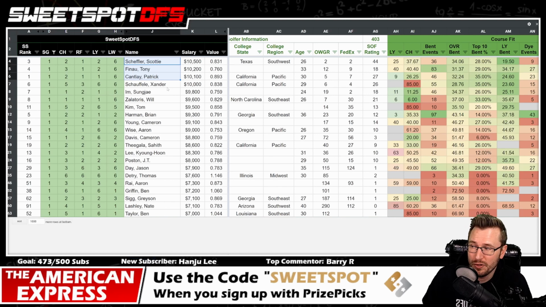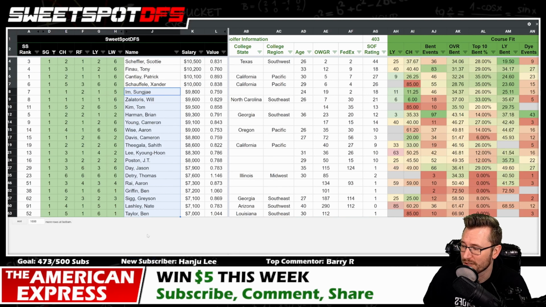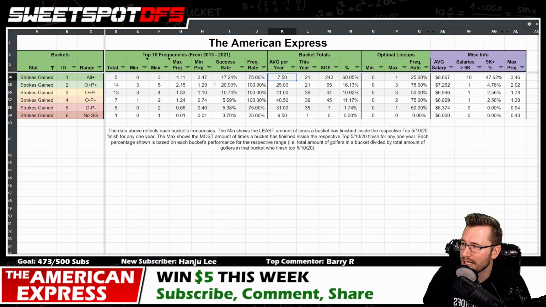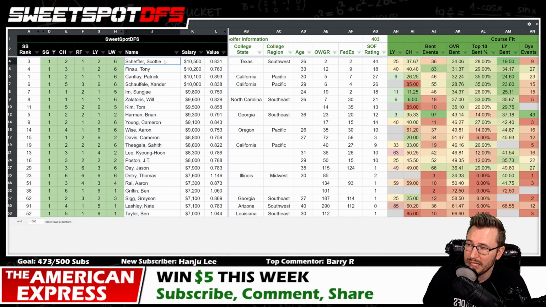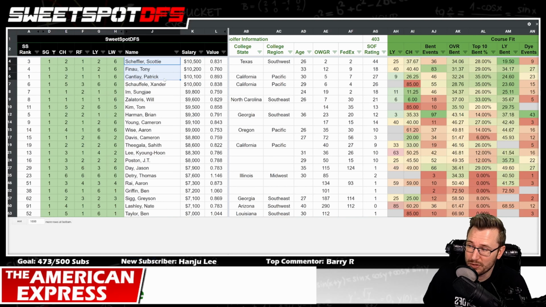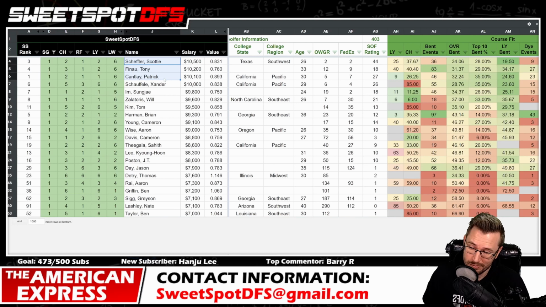But if you feel way more comfortable with some of these other guys down here, remember the max projection is 5. We're looking at 2 to 5 golfers from this bucket to finish inside the top 10. So yeah, it could be Scheffler, Finau, and Cantlay finishing inside the top 10. That could happen. We also have 2 spots where 2 other golfers could actually finish inside the top 10. And you've got a whole plethora of golfers down here that are very, very rosterable.